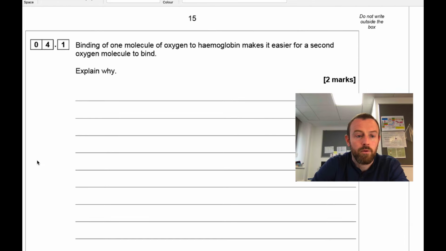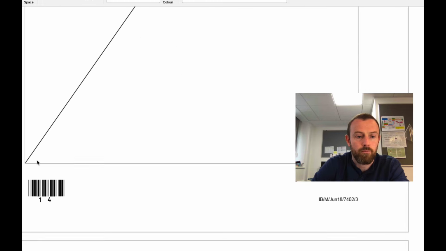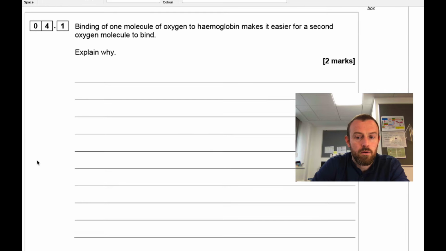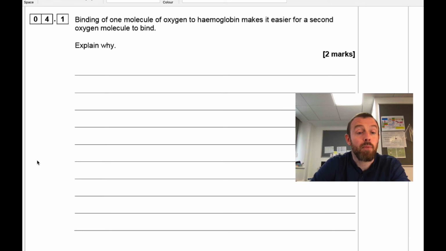Okay, now we go on, and we're now on 4. Did I miss a bit? No. Okay, binding of one molecule of oxygen to hemoglobin makes it easier for a second oxygen molecule to bind.